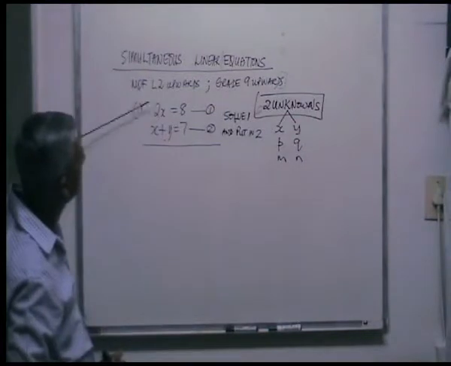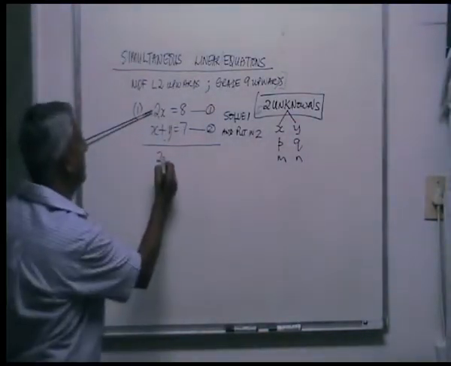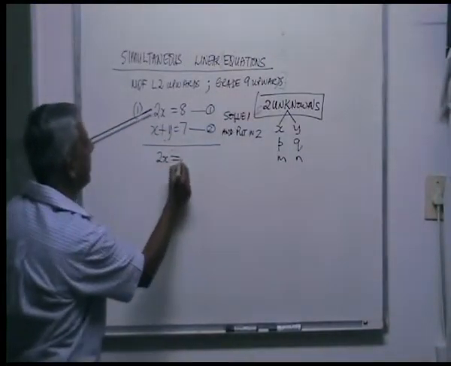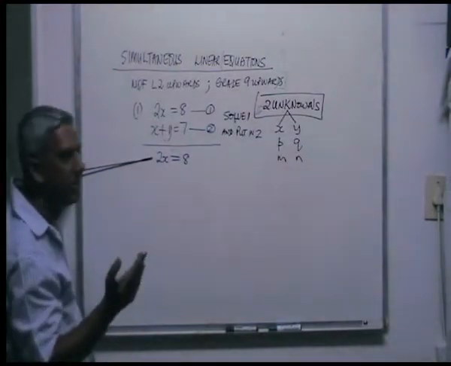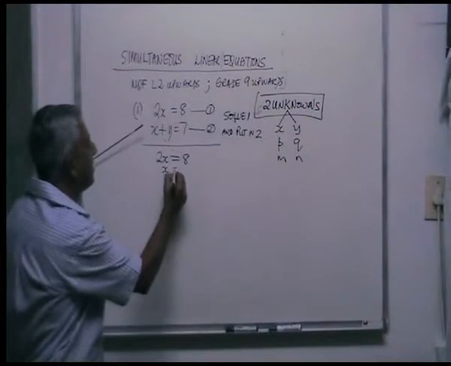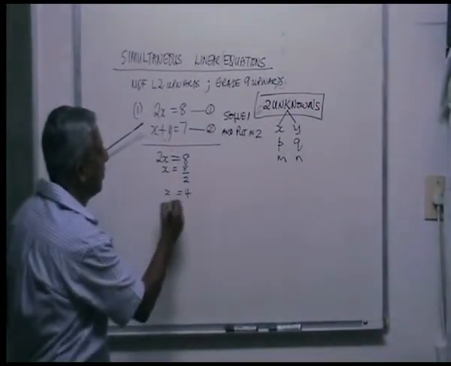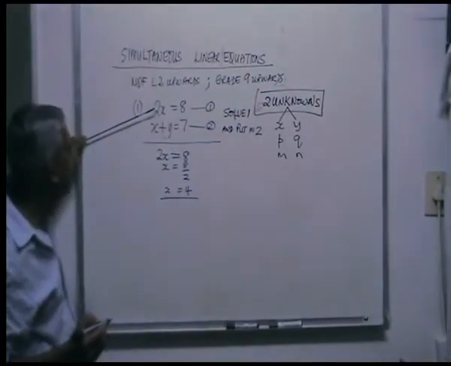Now when you study these two carefully, you see that number 1 is a very simple equation and you write it down. 2x is equal to 8. And you can actually solve this. It's a simple linear equation. So x is equal to 8 over 2, x is equal to 4. So you see, we were able to solve number 1.